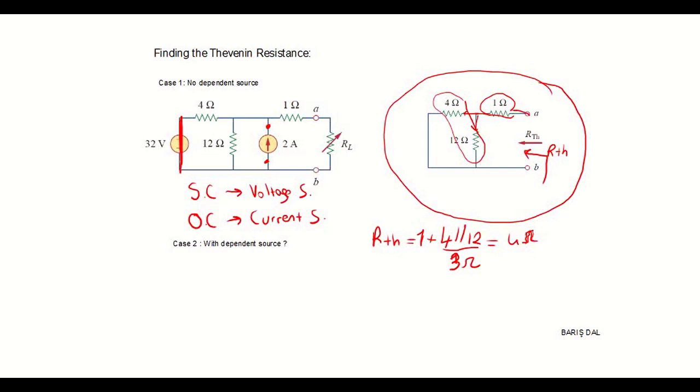Now we are ready to draw the Thevenin equivalent of the circuit. This is the Thevenin voltage, 30 volts. Four ohm Thevenin resistance, and we connect it to the load from these terminals A and B.